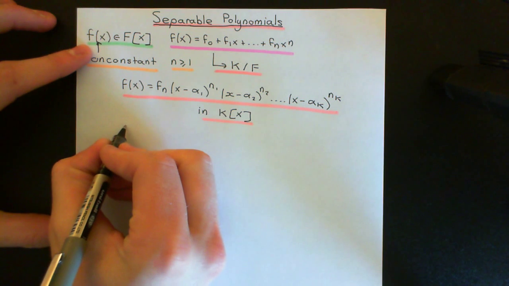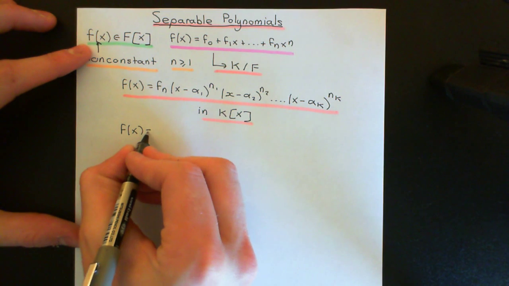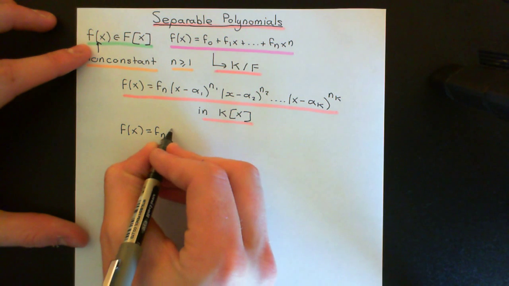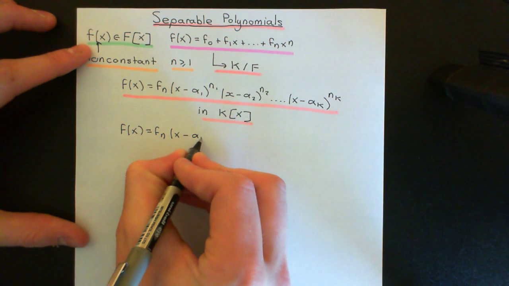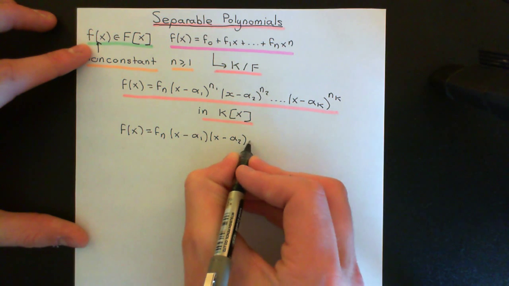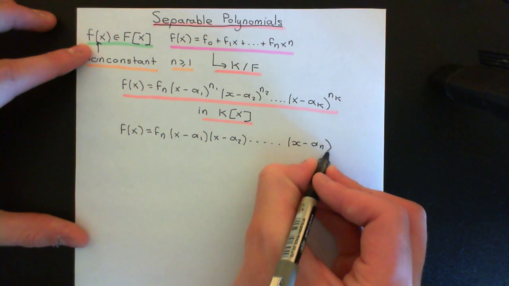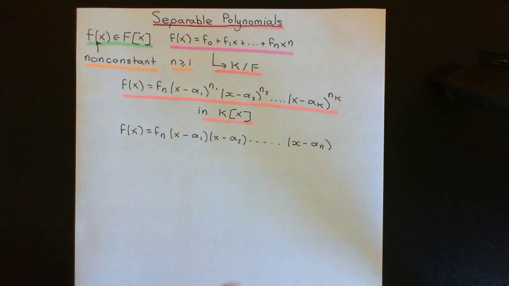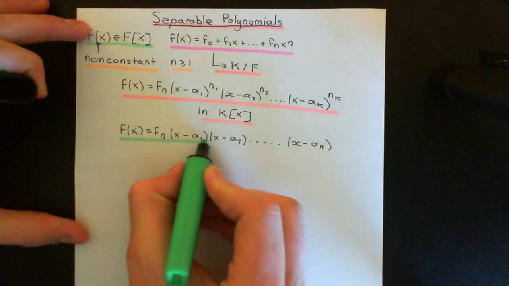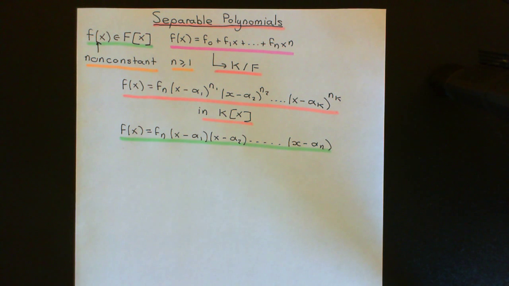Okay, so if the polynomial was separable, then in the ring of polynomials over the splitting field, f of x will be writable like this: Fn times (x minus alpha 1), and the multiplicity will be 1, times (x minus alpha 2), and the multiplicity will again be 1, and you'll go all the way up to (x minus alpha n). You'll have n distinct roots, and again the multiplicity of each will be equal to 1. So all of the roots must have multiplicity 1. All of the roots must be simple roots is another piece of nomenclature that we can use to describe this condition.